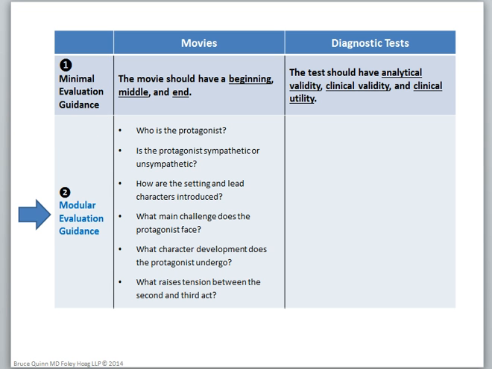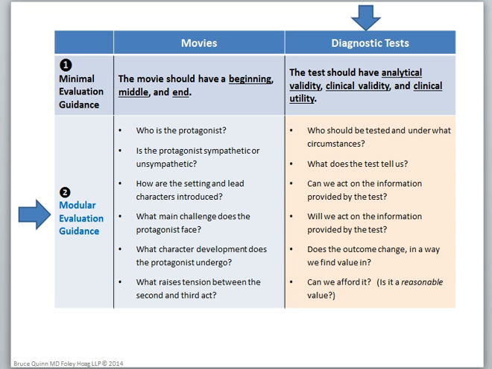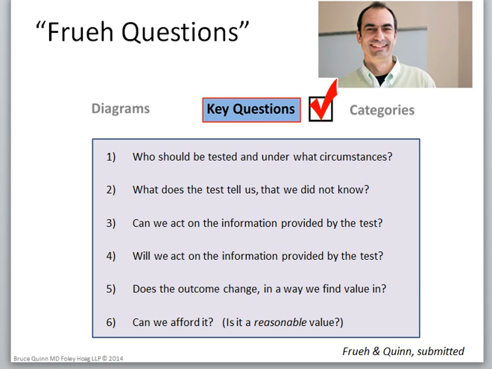We could have more modular, more structured guidance. Who is the protagonist? Is the protagonist sympathetic or unsympathetic? How are the setting and lead characters introduced? What main challenge does the protagonist face? And so on. Could we have something like that for diagnostic tests? I think the answer is yes. And I'm pulling from an example that was first used by Dr. Felix Frueh in 2013. Here he asked these 6 key questions.